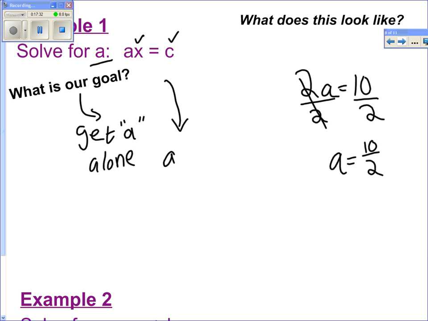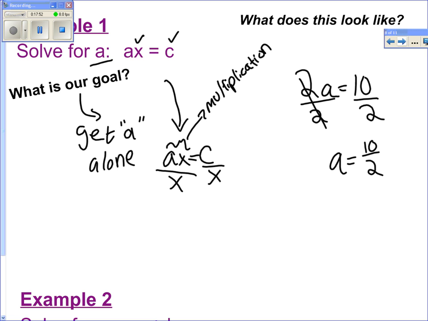Well, then I'm going to do the same thing here. When I have ax is equal to c, in order to get a by itself, I'm just going to divide both sides by x. Because remember, right here is multiplication. And what's the opposite of multiplication? Division. So these are going to cancel, and I'm going to get a is left with c divided by x. And you can actually leave it just like that. All right, let's try another one.